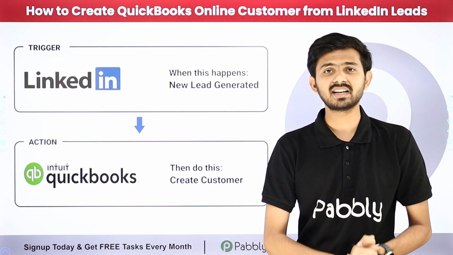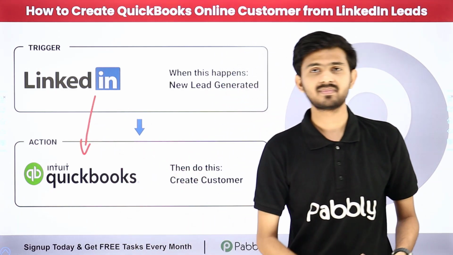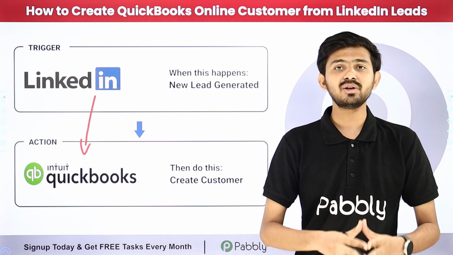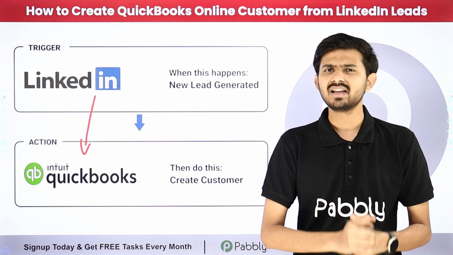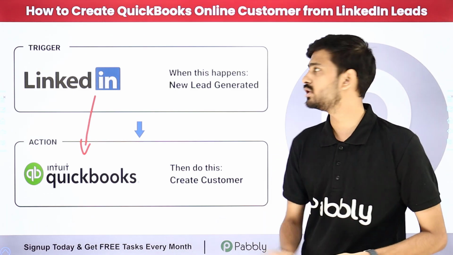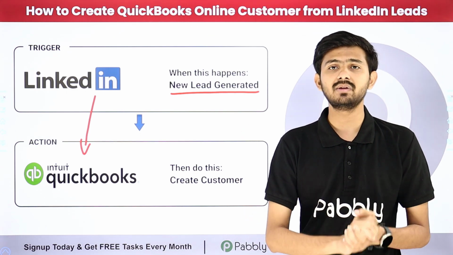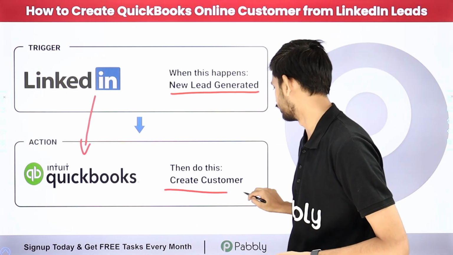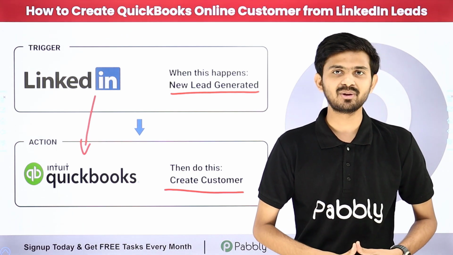So for my objective, I have to build a connection between LinkedIn lead ads and QuickBooks. For building this connection, I'm going to use Pabbly Connect, which is an amazing software for automation and integration. Now with Pabbly Connect, as I'm going to receive a new lead generated through LinkedIn lead ads, then automatically that lead detail will be added as a customer in QuickBooks. So how am I going to build this connection? For that, let me take you to my computer screen.